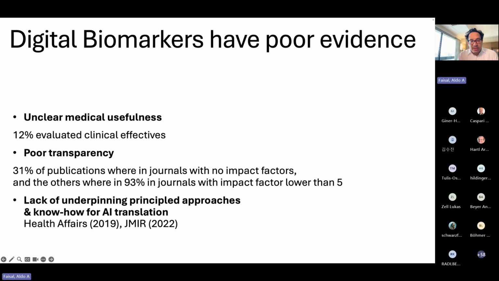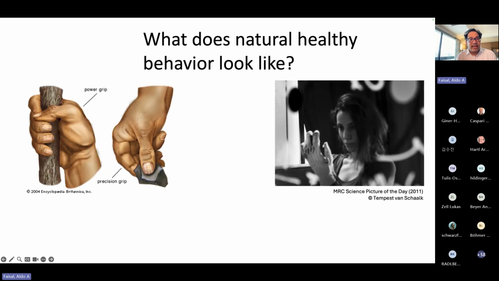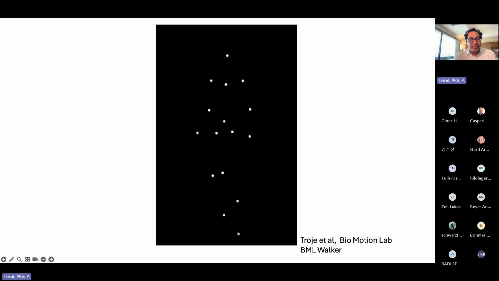And so this has led us to formulate a project that we call the Human Ethome Project. I'm going to explain in a second what it means. That basically wants to replace these partially old-fashioned biomarkers by biomarkers that have been extracted from human behavior. And I want to show you an example of that.